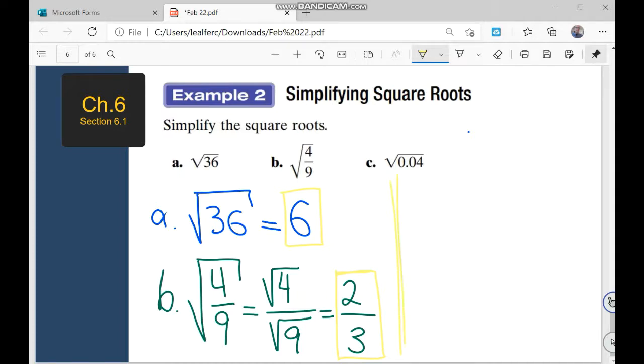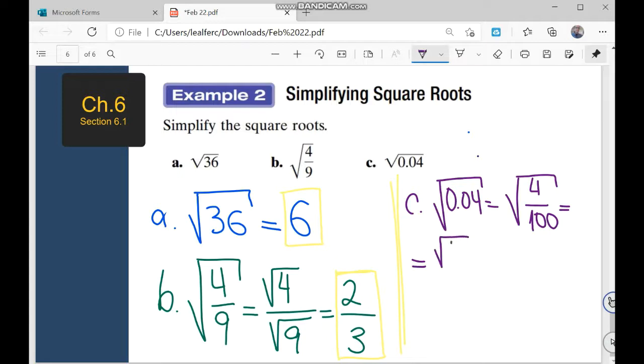And finally, let's see letter C. Square root of 0.04, and you can represent this as square root of 4 over 100. You can break it down as the square root of 4 over square root of 100. Square root of 4 is 2. Square root of 100 is 10. Simplifying, because you can divide both numerator and denominator by 2, we get 1 over 5.